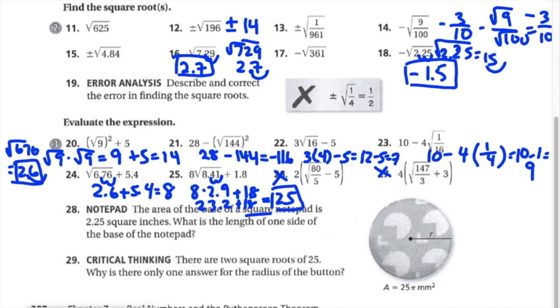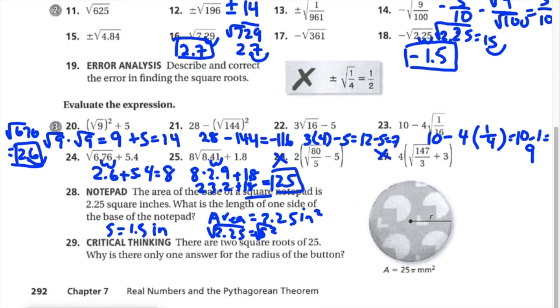So we have the area is equal to 2.25 square inches, and we want to know what the length of one side is. So we say that 2.25 is equal to side squared. When we take the square root of that, we should know by now, after doing all of this practice, that the square root of 225 is 15. So one side is equal to 1.5 inches.